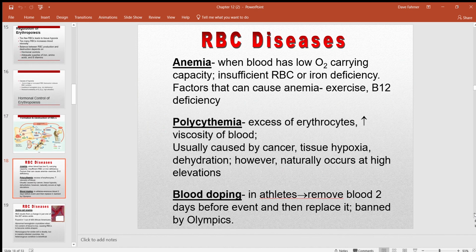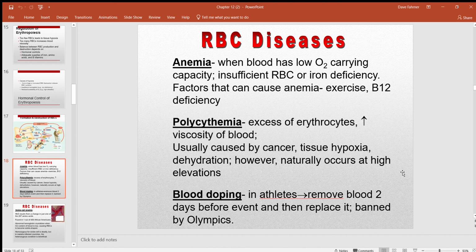Some of the things that go wrong with red blood cell numbers, I already talked about anemia, is when blood has low oxygen carrying capacity. You can have insufficient numbers of red blood cells, or you can have an insufficient red blood cell in itself that has not enough iron.